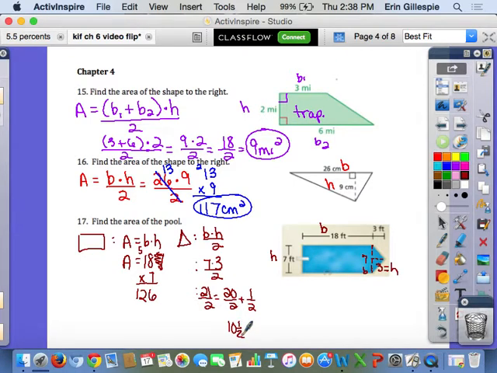So remember, with composite shapes, I need to add these two areas together, the 126 and the 10 and a half. So 126 plus 10 and a half would give me 136 and a half, and then my units would be feet squared.